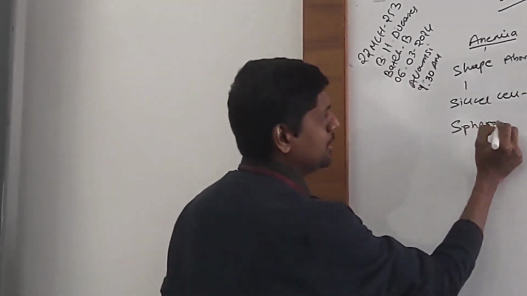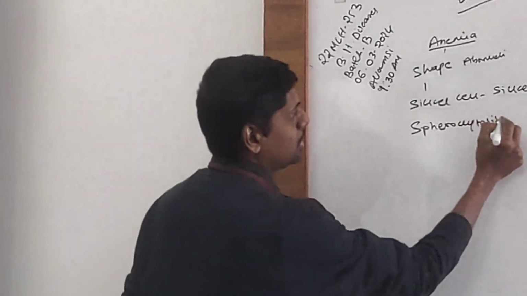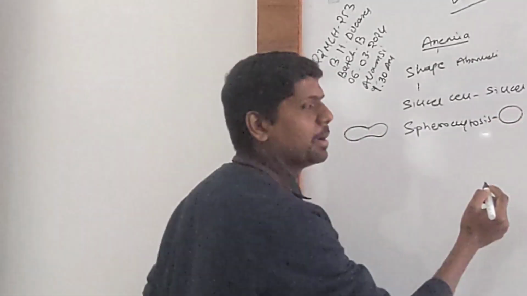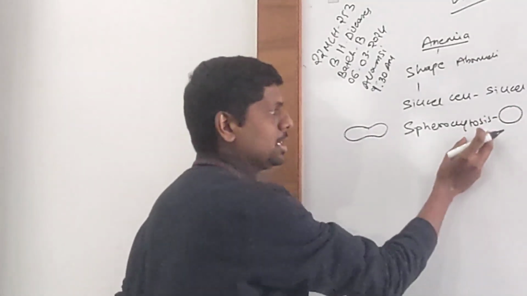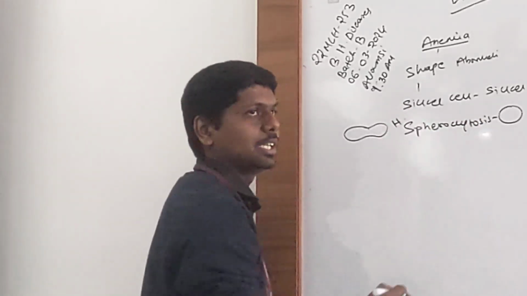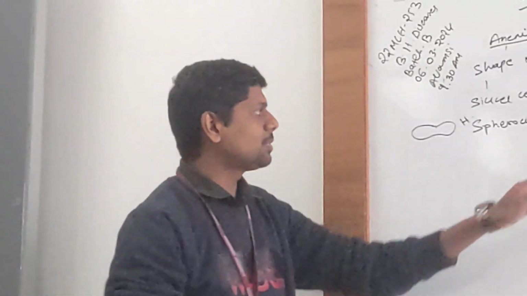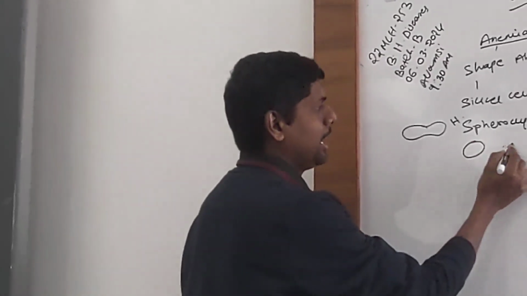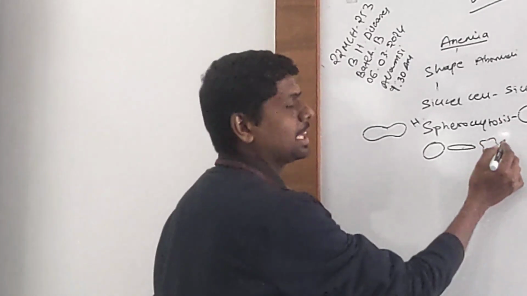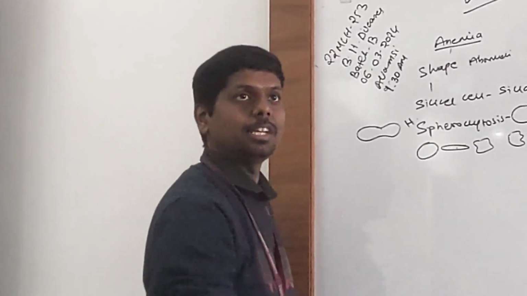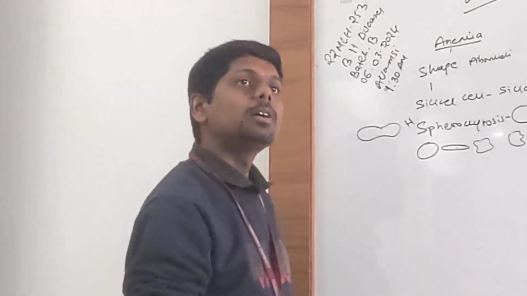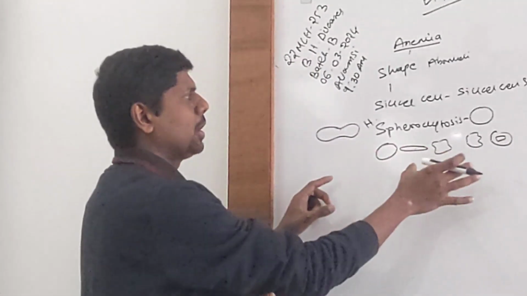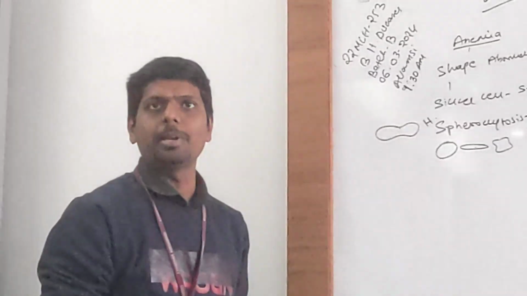Spherocytosis. Okay. What does spherocytosis mean? Here, instead of biconcave shape, the RBC will be spherical, like a ball. So that is called spherocytosis. Hereditary spherocytosis. Any other cells? Ovalocytes can be seen, ellipsocytes can be seen, target cells can be seen, bite cells can be seen. Stomatocytes can be seen. So, there are various types of abnormalities of the red blood cells.